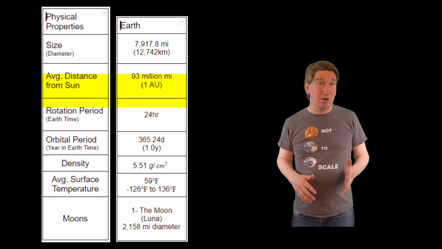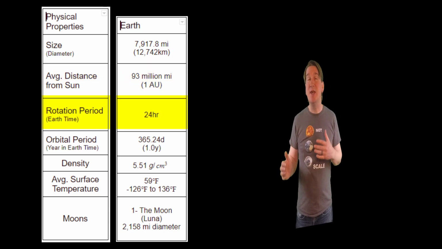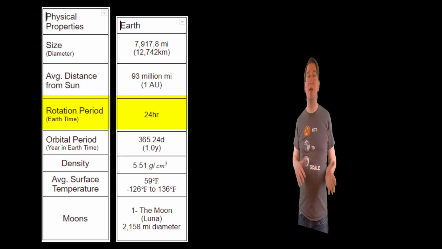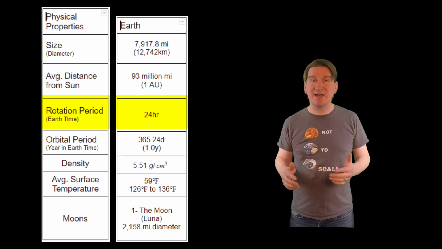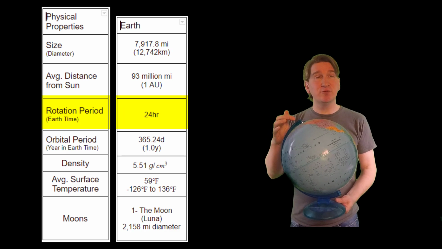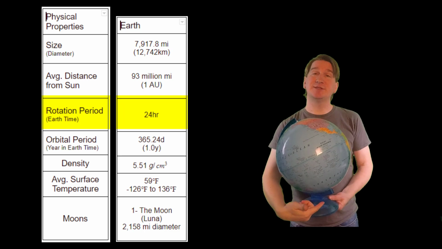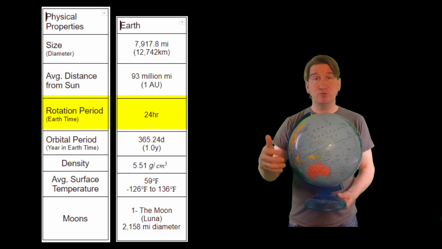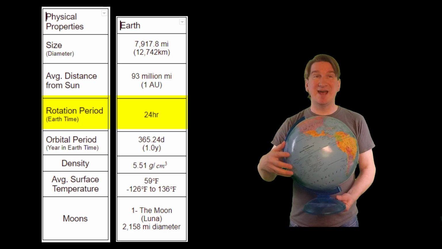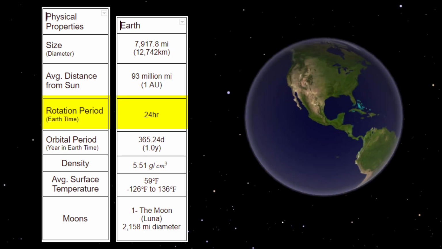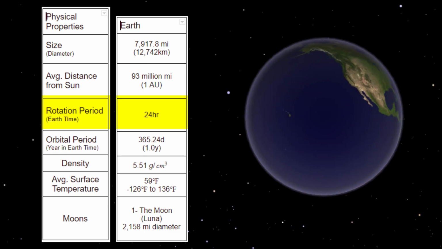The next physical property, rotation period, is the amount of time that it takes an object, like a planet, to spin one time around its axis. If we imagine a line running straight through the Earth from the North Pole to the South Pole, that would be the axis. The Earth completes one rotation or spin around that axis in just about 24 hours. This is the period of time we call a day here on Earth.